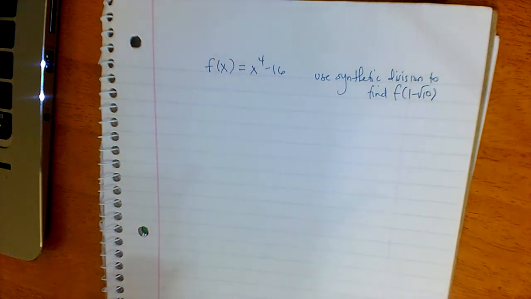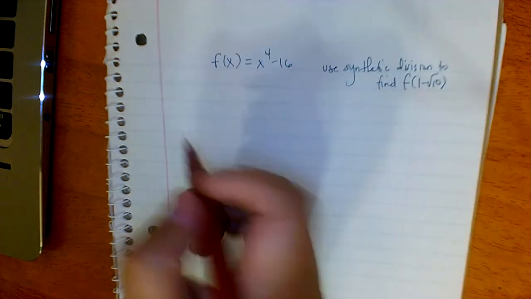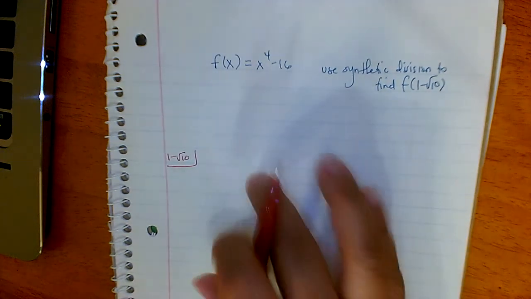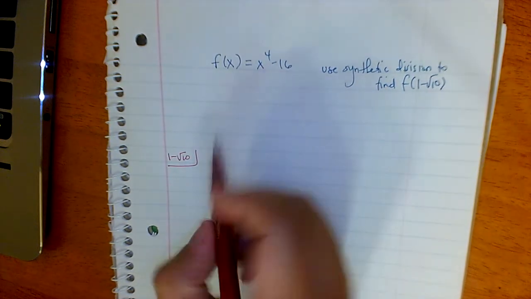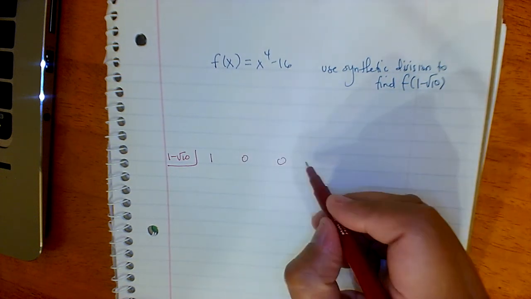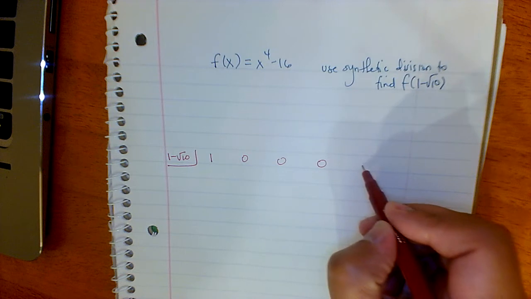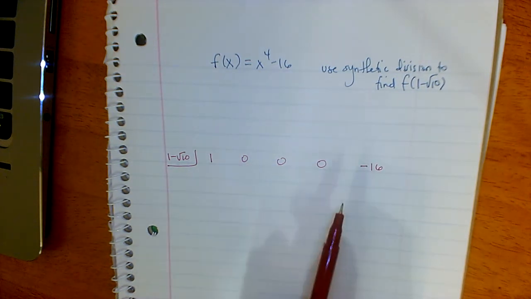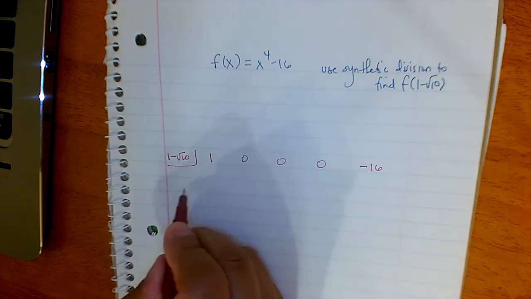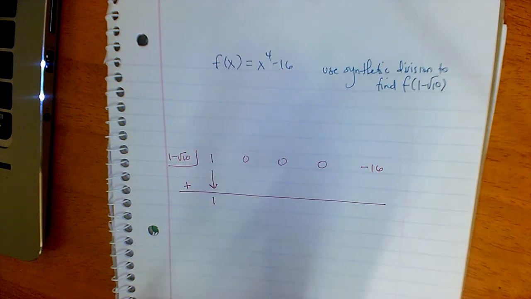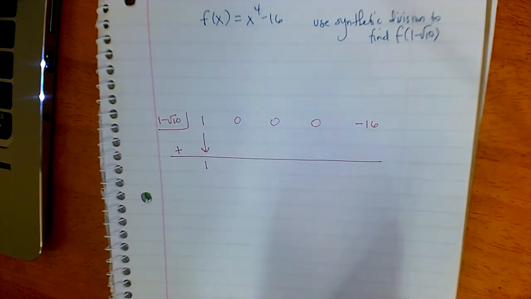So even though it's got a radical, we're going to set it up just like any other synthetic division problem. So we're going to have 1 minus root 10. I'm going to try and give myself enough room here, so it's going to be a little spread out up here. X to the fourth has a coefficient of 1. Then I have no x cubed, no x squared, no x, and then my constant value of negative 16. And I spread it out because I know it's going to get messy as I go through because of that radical. And as usual, we'll be adding as we go down, and we drop our first coefficient in this process. So here's our initial setup.